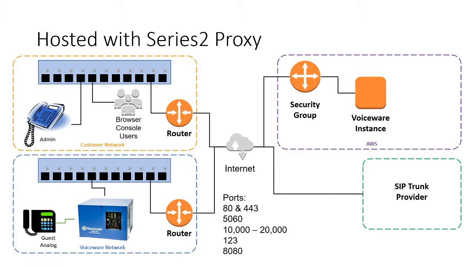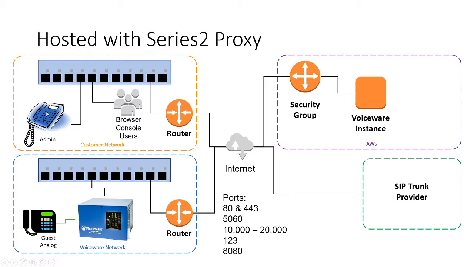So you'll notice here that an admin call out to the pizza place doesn't involve the Voiceware network down here because we didn't call an analog room phone. So this system doesn't need to be involved. The path is through the customer's network, through the internet, into AWS, through AWS, back out to the internet, down to your SIP trunk provider.